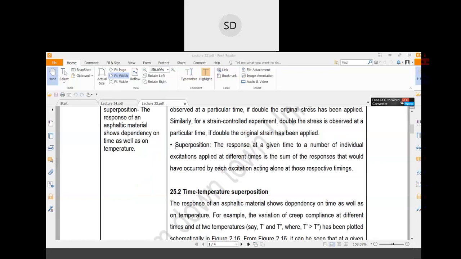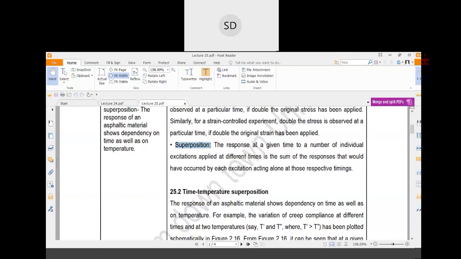The next point is superposition. What is superposition? The response at a given time to a number of individual excitations applied at different times is the sum of the responses that would have occurred by each excitation acting alone at their respective timings. Whether that is stress controlled or strain controlled, whenever you apply stresses or strains, you will get some responses.